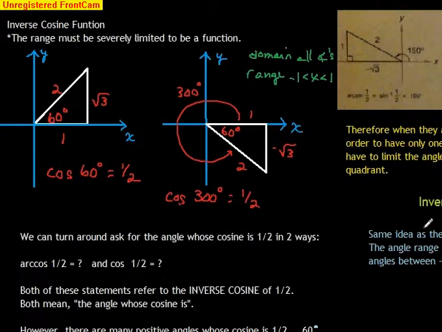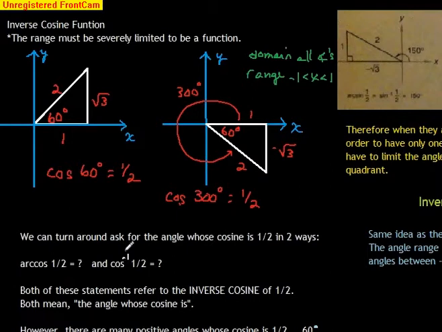Let's see. We can turn these around and ask for the angle whose cosine is 1/2. So I could say, what is the angle whose cosine is 1/2? And that's our inverse. You either call that the arc cosine or the cosine to the -1, the inverse cosine. So cosine to the -1 of 1/2.